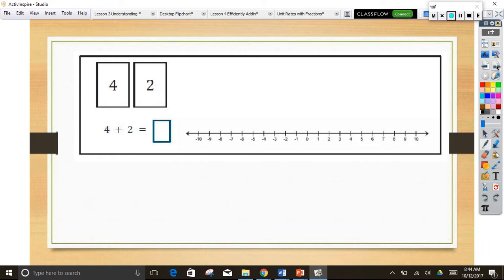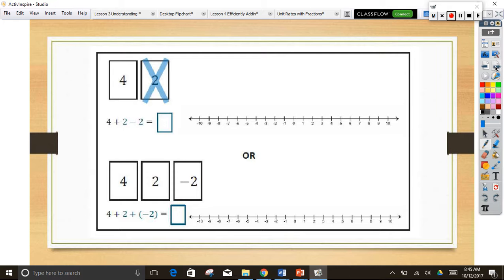Let's take a look at some number line work. 4 plus 2, we all know, is 6. So if I were to do this on the number line, I'm going to start at 0, go to 4, go right 2 more, and I end at 6. Now we're going to use this on the next 2 number lines to see what happens if we were to take away that 2.